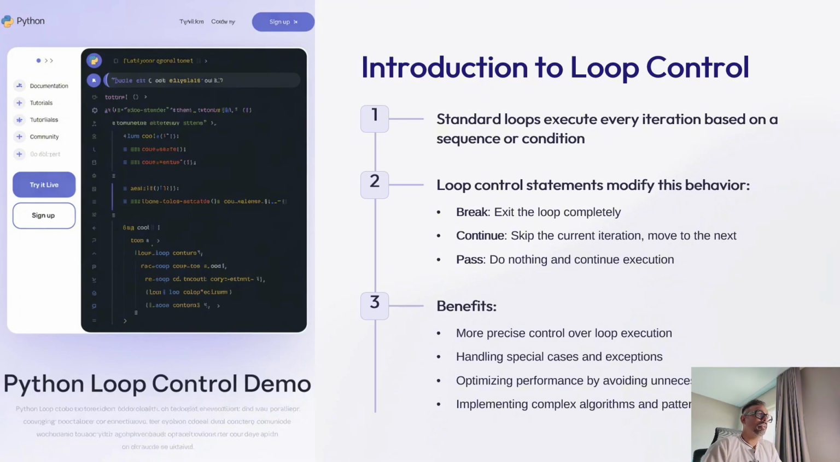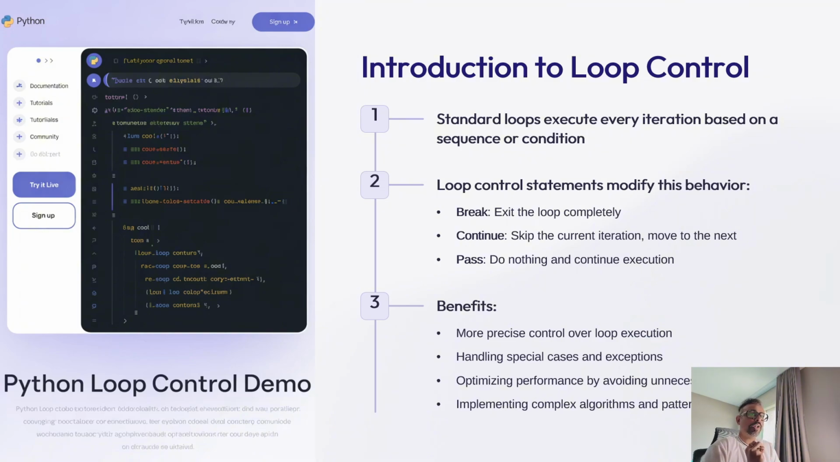So let's understand what loop control is. We have already seen this, but let's go through it again. Loop control statements give you more precise control over how loops execute, while standard loops process every iteration based on their sequence or condition. The control statements let you modify this behavior in three primary ways: first, breaking out of the loop entirely; second, skipping particular iterations; and third, creating placeholder code with the pass statement.